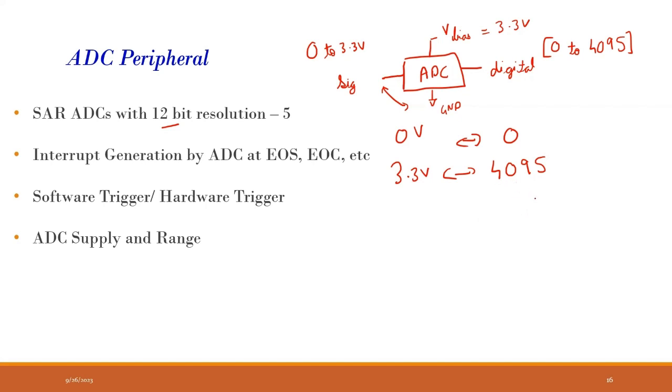So this is one option. But this is just a number. It is coming 4095. Suppose it was 1.65, it will show me around 2048, some value. So this is not easy for me to interpret, some value 2048. It is not easy for me to interpret.